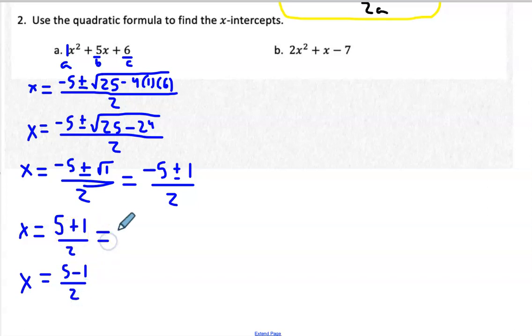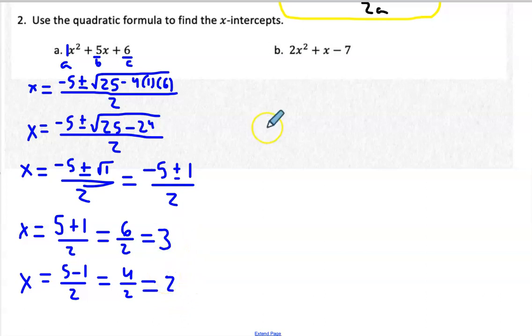So here we get on top, negative 5 plus 1 is negative 4 over 2 is negative 2. Okay, so I have a solution, an x-intercept, a root at negative 2. Over here, negative 5 minus 1 is negative 6 over 2. Negative 6 divided by 2 is negative 3. So I have a solution, a root, an x-intercept at negative 3. These are my 2 solutions.